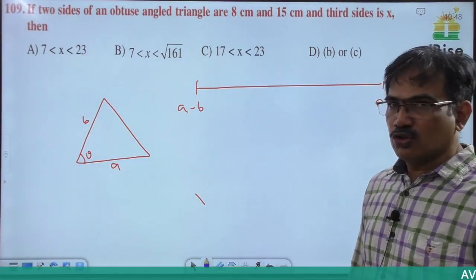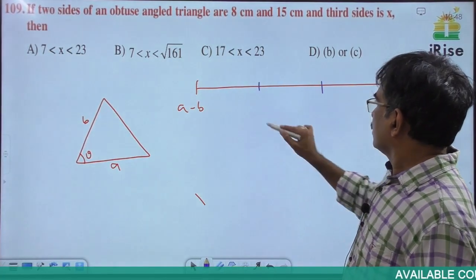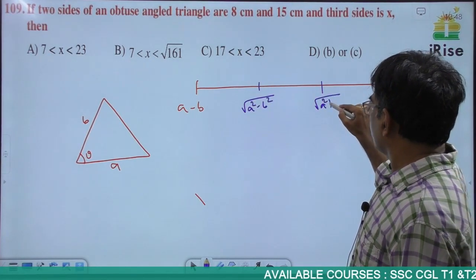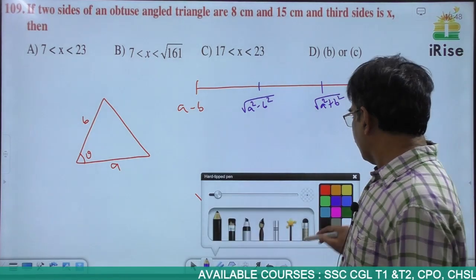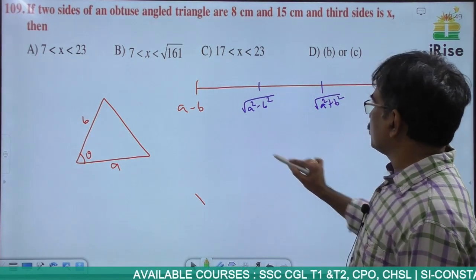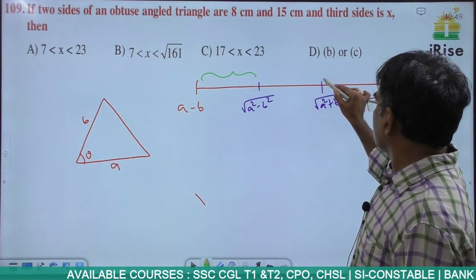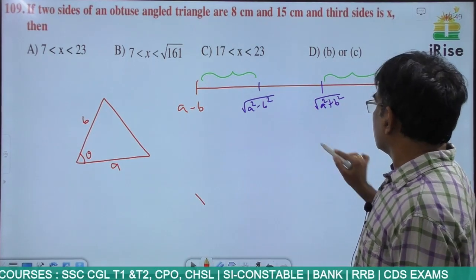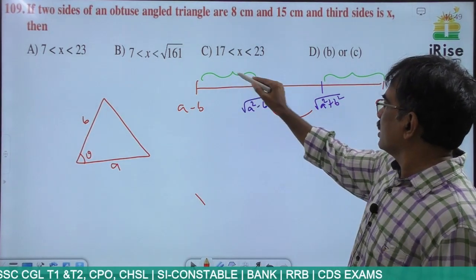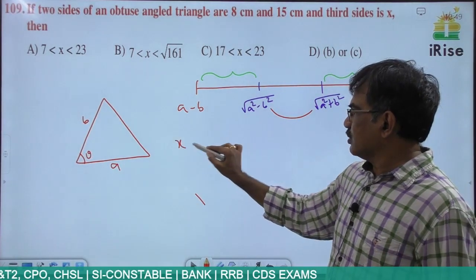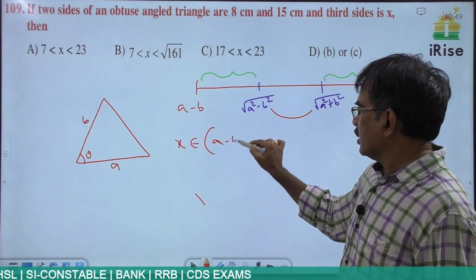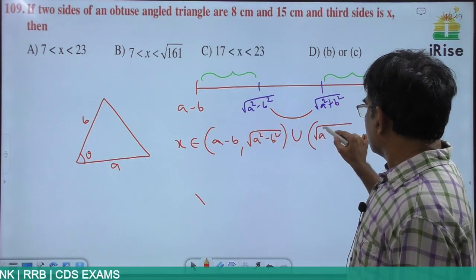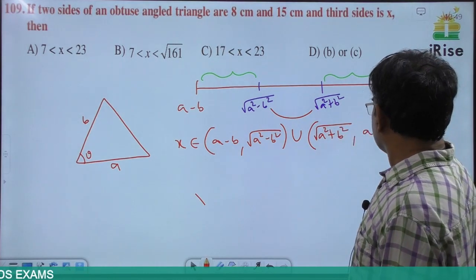And if it is an acute angle triangle, it lies between root of A square minus B square and root of A square plus B square. And if it is an obtuse angle triangle, it lies between this and this one. So x belongs to the open interval A minus B to root of A square minus B square, union root of A square plus B square to A plus B. This is the answer.